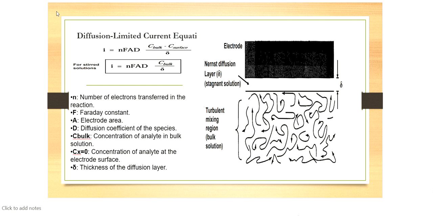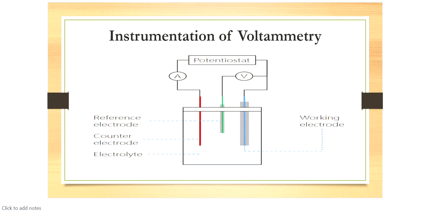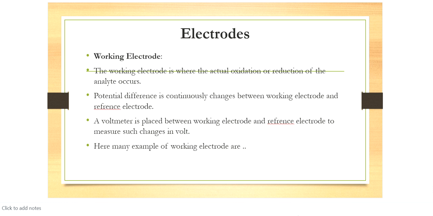Now I will come to the instrumentation of this voltammetry device. Basically, this voltammetry device consists of three types of components: electrodes, potentiostat, and voltammetric cell solution. So I am covering these three instrumentation components in these slides. I will start with the electrodes. And there are three types of electrodes.